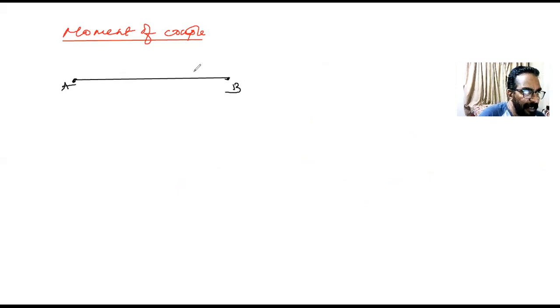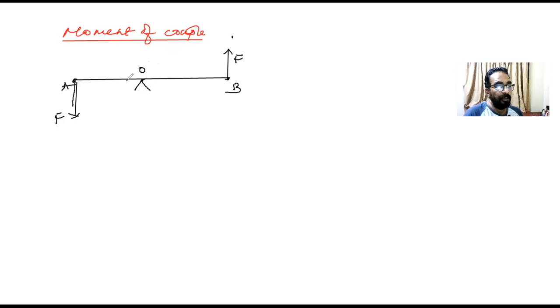Now, at both these ends, I apply two forces equal in magnitude, opposite in direction. I apply a force F on B in the upward direction, and I apply a force F at point A in a downward direction. So when you look at the direction, the forces are opposite, but the magnitudes are the same, F and F. And this body is pivoted at some point O.